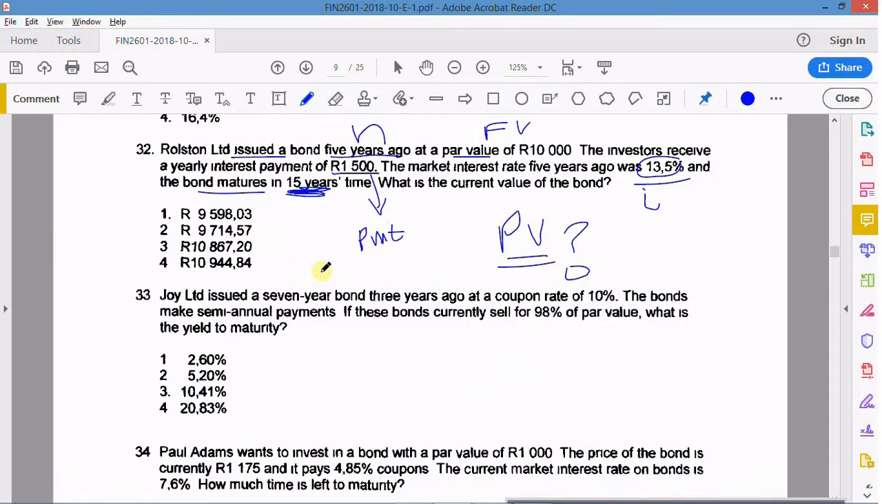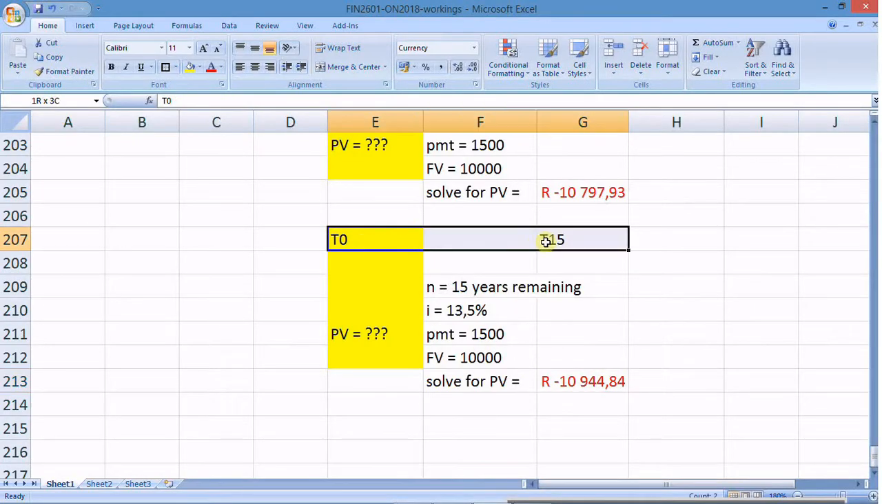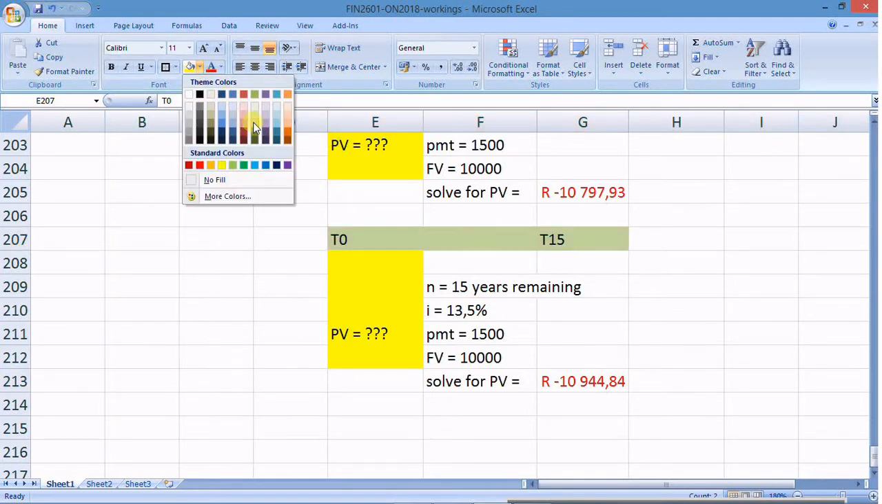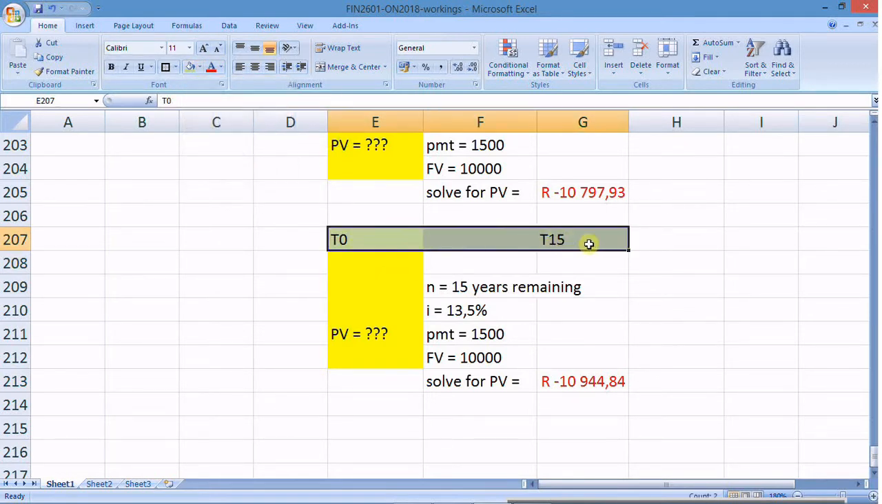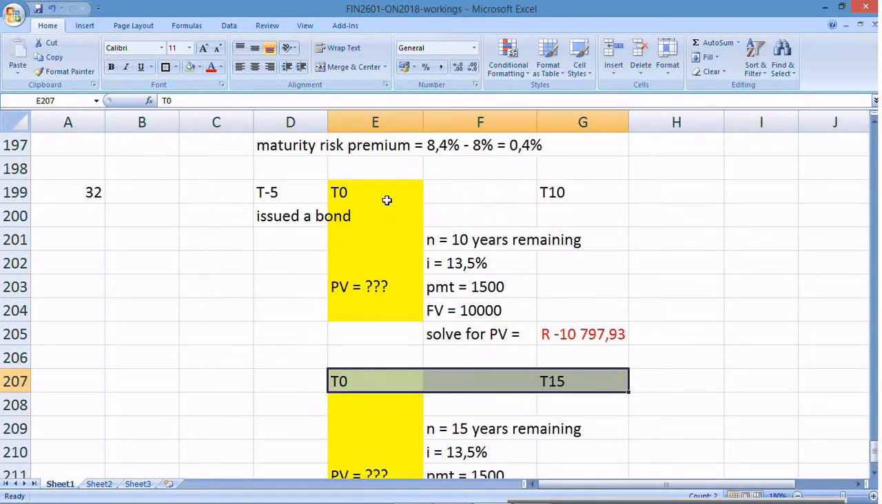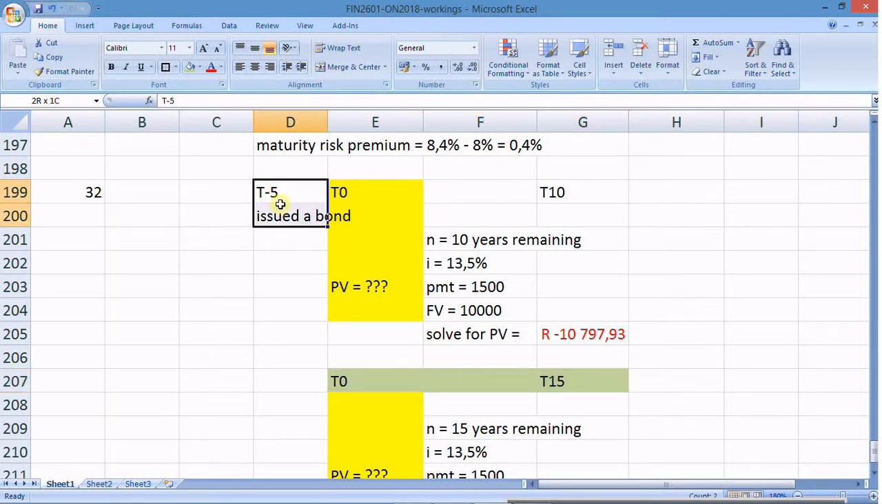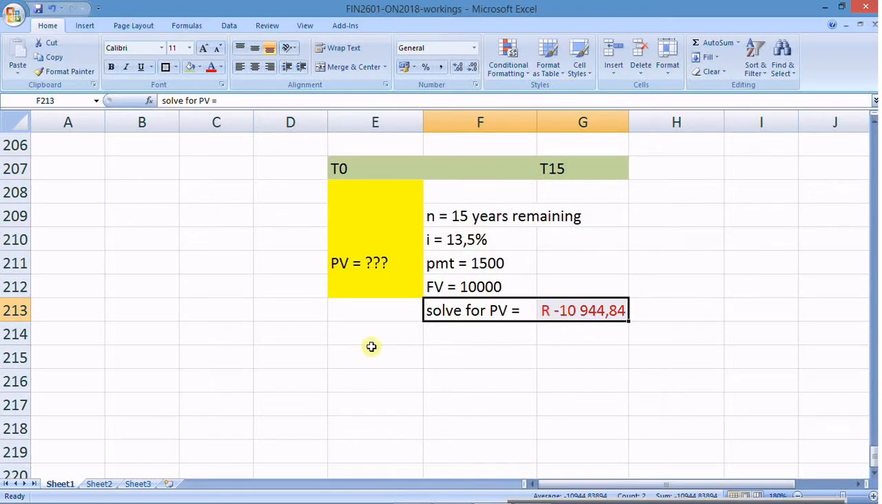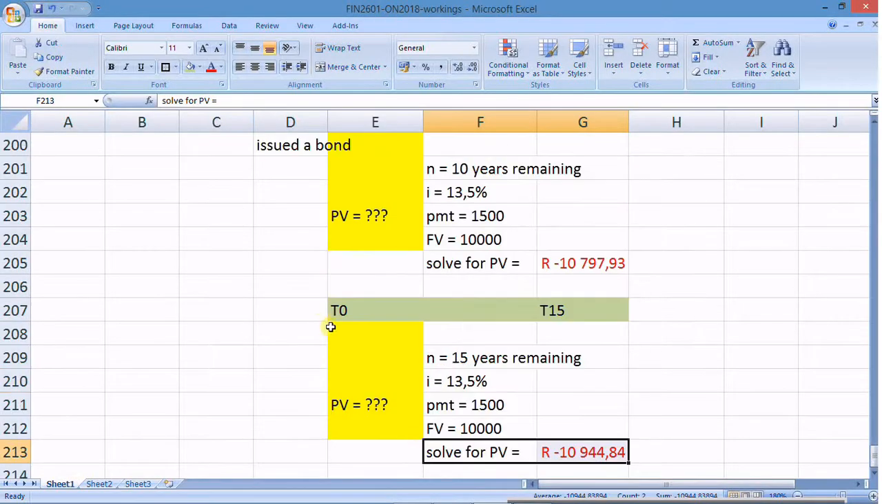10,944, that's there. So they needed a new word; that's what they basically meant. 15 years from now. So the bond was actually 20 years long. It's minus 5 years ago, plus 5, it's actually T20. So they wanted T20. It's a 20-year bond, but it's 15 years from today. Makes sense? Yes, it does. That's the answer. Option 4.